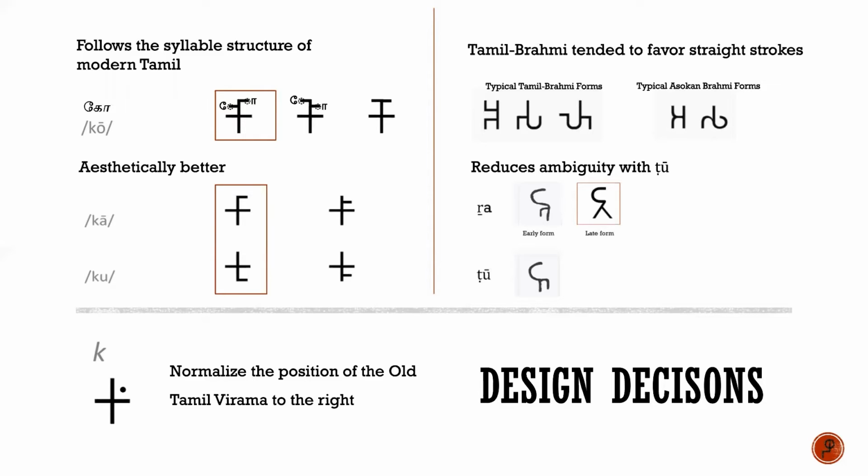And in the same way, for some shapes, Tamil Brahmi inscriptions have very angular strokes compared to Ashokan Brahmi, which favors curved strokes. And for one particular character, Ra, we chose the late form of this character because the early form was confusable with 2. In the same way, the Tamil Brahmi Virama occurs in all positions and directions, so we wanted to standardize that as well. We chose to place it to the right side of the consonant to make the script more linear.